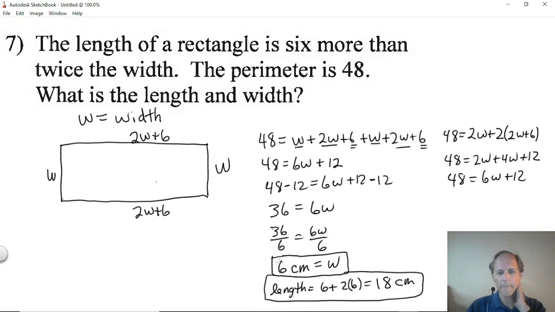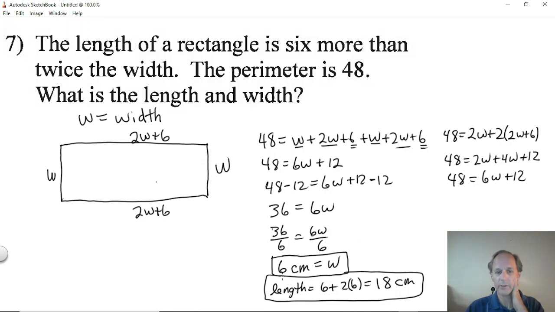Looks reasonable. And we can check it to see if it matches the story, which says the length of the rectangle is 6 more than twice the width. Well, did we get that right? The length of 18, the width of 6, so twice the width is 12, 6 more than that is 18. So that's good. And it also says the perimeter is 48.